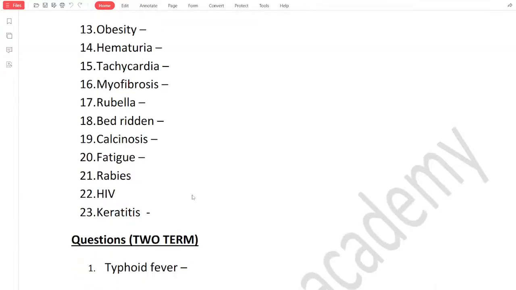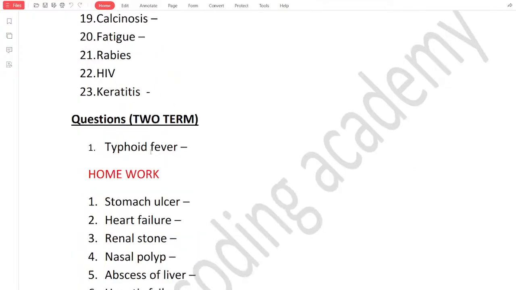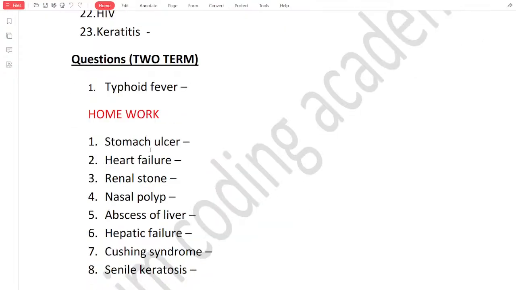Clear? And one more question. It is related to two terms. Typhoid fever. Typhoid fever means you have to take the code fever first of all. Under the fever, you can see typhoid. Then take the code. So this is a two-term question. Stomach ulcer, heart failure. How to take the stomach ulcer code? Just take ulcer, not stomach. Okay, you have to take ulcer.